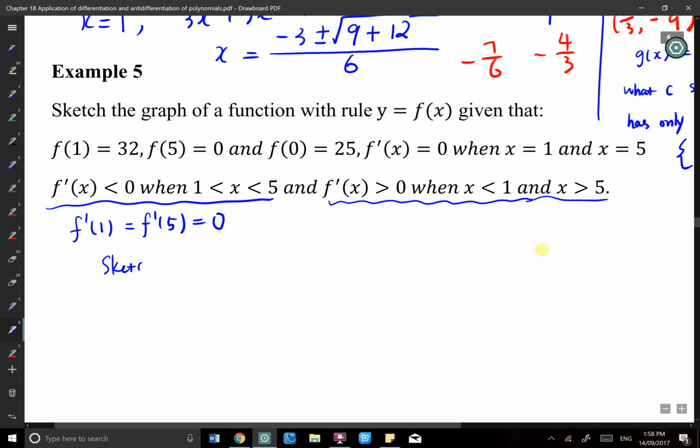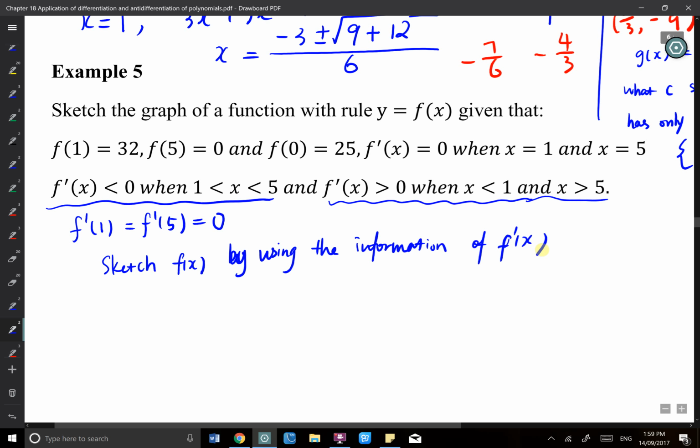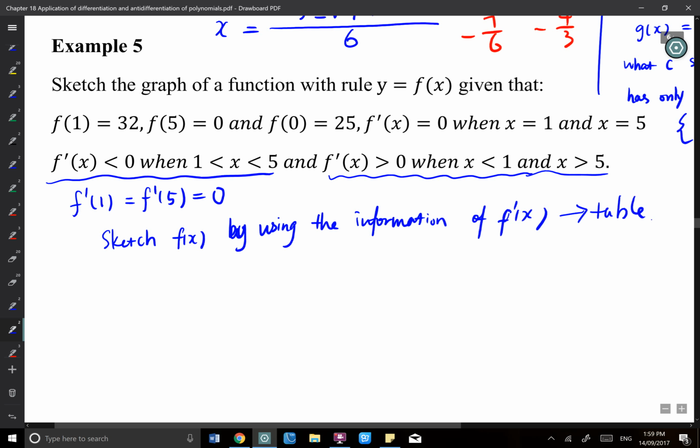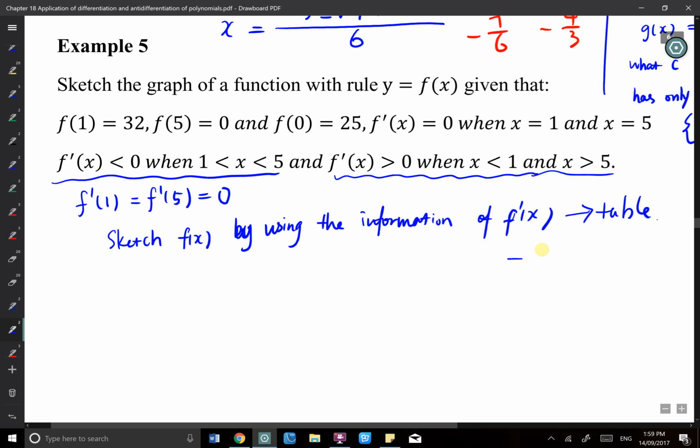Okay, I summarize this type as sketch f(x) by using the information of f dash x. Can you see it actually talks a lot about f dash x, what f dash x will be at 1, at 5, what f dash x will be when greater than 5, less than 1, or in between 1 and 5. It talks about f dash x a lot. So this question will be done by table. Okay, by table. The table can test the nature of the point. It can also help you to sketch f(x).